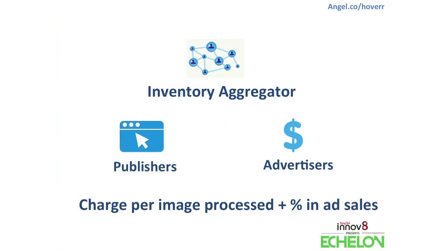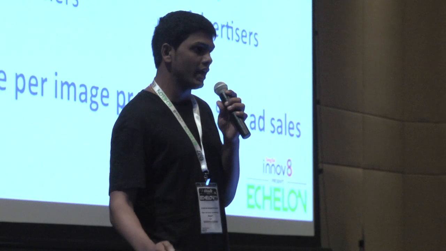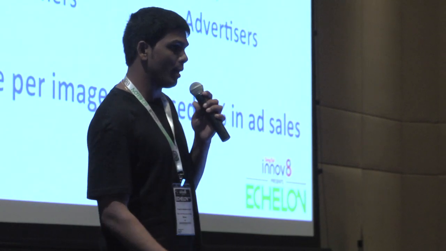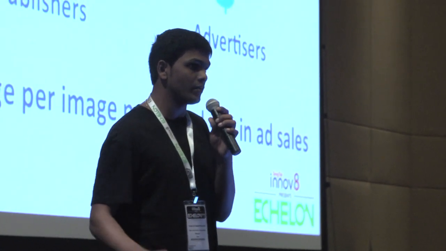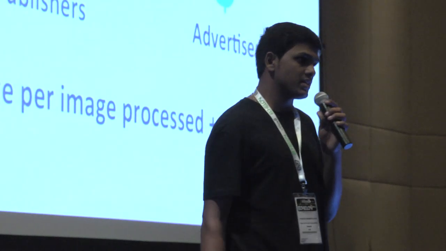So as a technology provider, we partner with inventory aggregators whom we call the ad networks, and they have their own set of publishers and advertisers. We're just a technology provider to them. So they sell the innovative ad format to their advertisers and also to their publishers. The publishers are making money, and the advertisers pay a premium because the ads are being viewed. And as a technology provider, we charge the ad networks directly. We charge them for every single image which we process and a particular percentage of the ad sales.